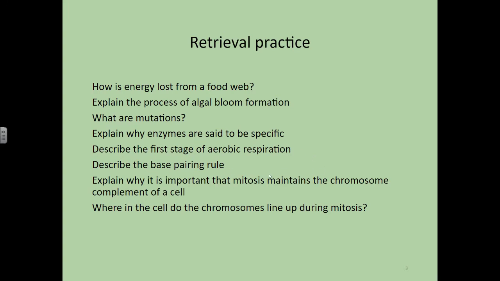Explain why it's important that mitosis maintains chromosome complement. We need all of our chromosomes. If during mitosis the cells didn't keep all their chromosomes, we would lose important genes. The last question is very important. A lot of people have been answering metaphase to this question in the Google Forms. Metaphase is a term you do not need to know until Advanced Higher. It's the name for that particular section of mitosis. The answer to this is the equator.